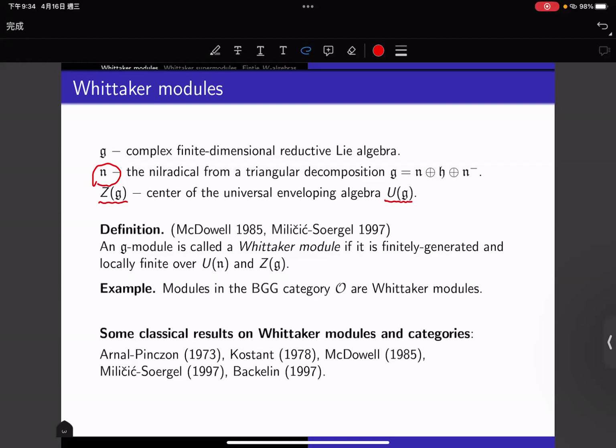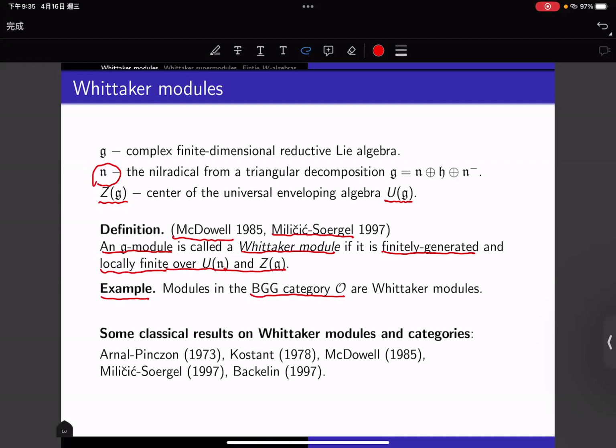Then we follow the definition of McDowell and Milicic to define our Whittaker module. A g-module is called a Whittaker module if it is finitely generated as a g-module and locally finite over U(n) and the center of U(g). For example, modules in the BGG category O are all Whittaker modules.